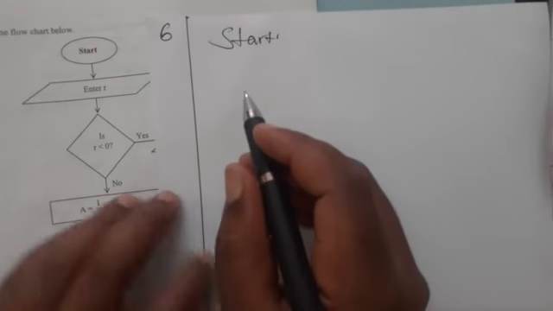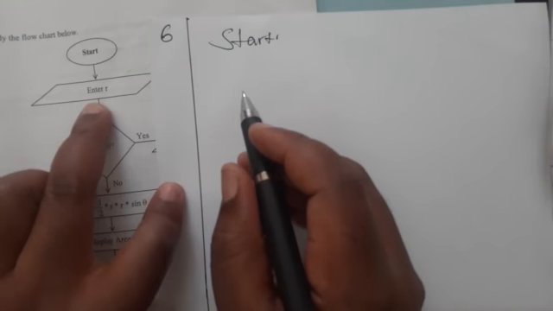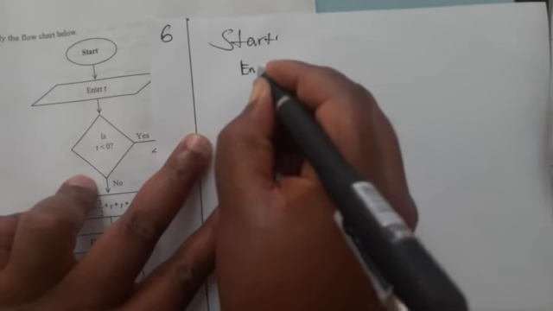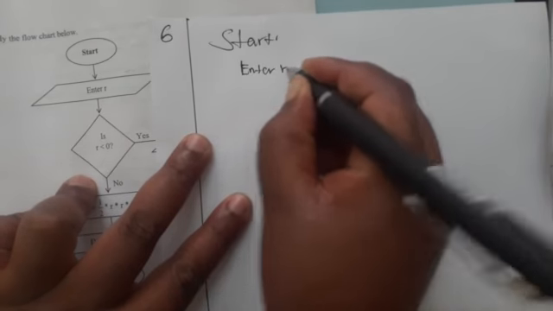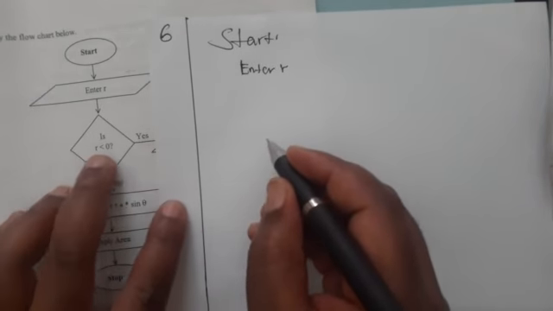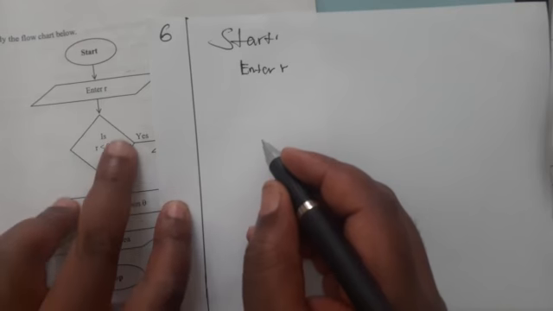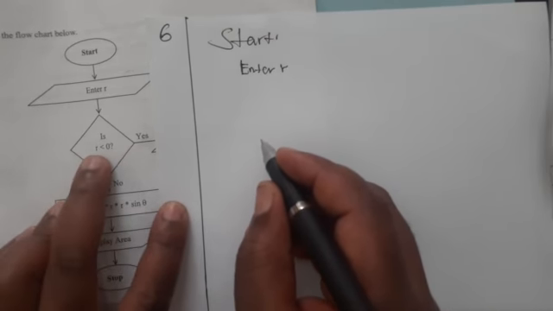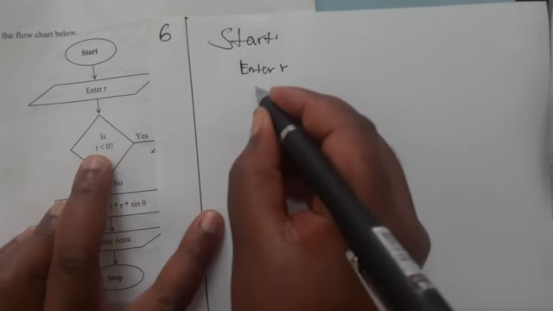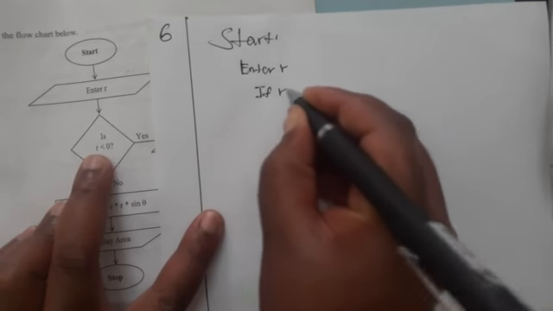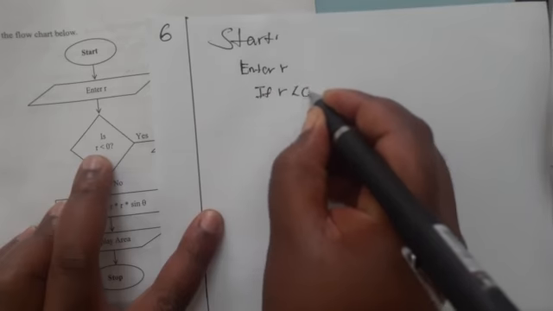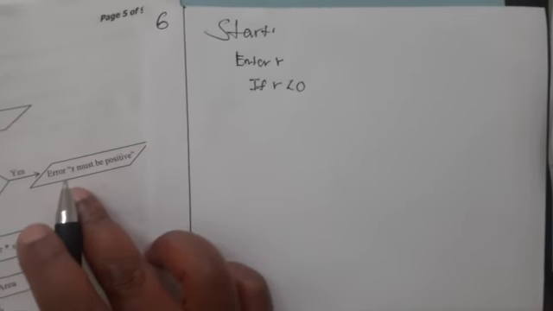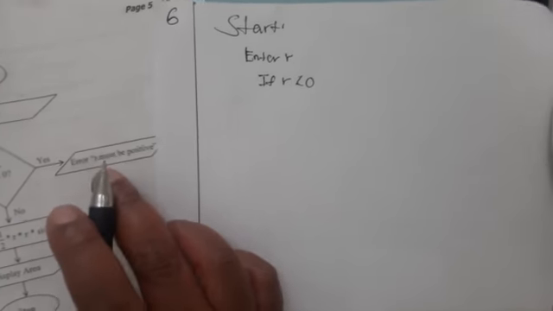Okay. So it says start. Here there is enter R. So I'll say enter R here. Alright. Then the question here is a decision. Is R less than 0? Now instead of saying is, I'll say if R is less than 0. If it is yes, what happens? We are saying error and R must be positive.